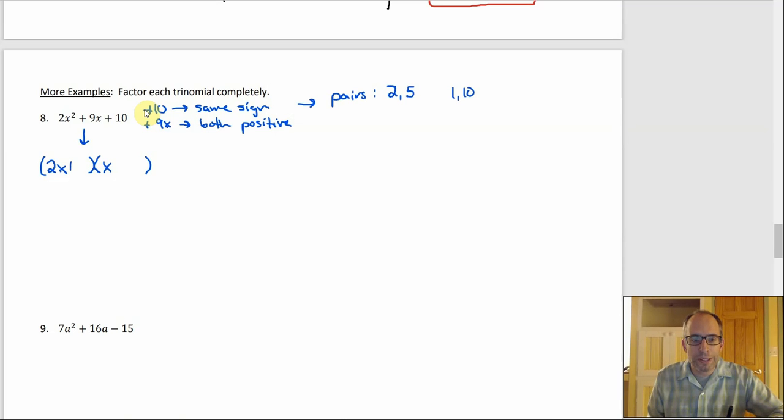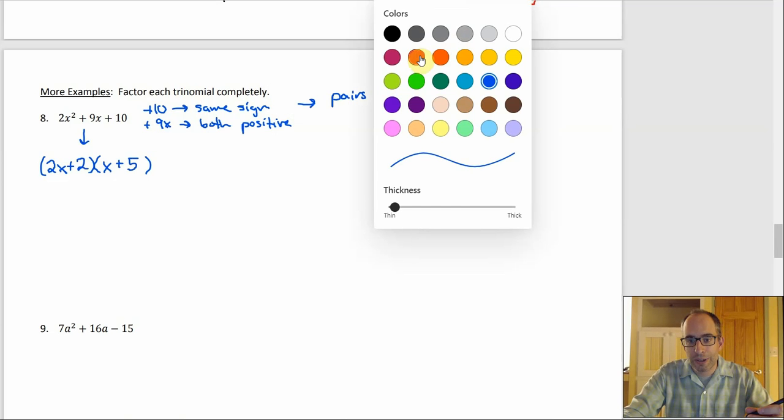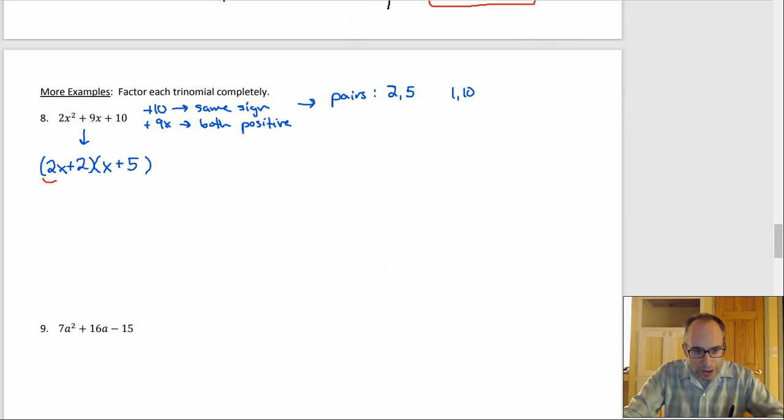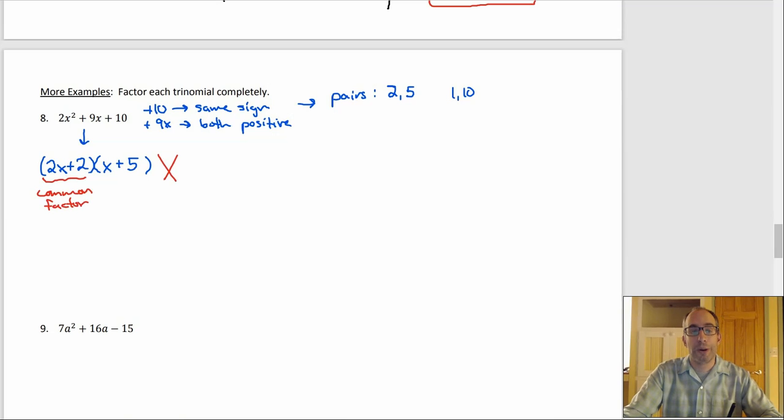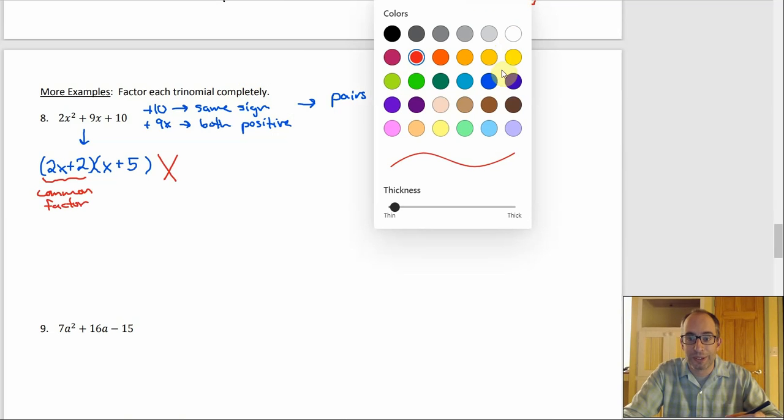So let's say we go 2 and 5. This isn't going to work because this has a common factor, right? So this one, like right off the bat, you could say there's a common factor. So you automatically know that doesn't work, because the 2x squared plus 9x plus 10 doesn't have a common factor. You could multiply it out and it won't work, right? You're going to get a 12x instead of a 9x. So even if you didn't catch that, it's still not going to work.